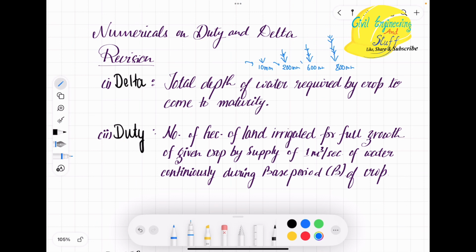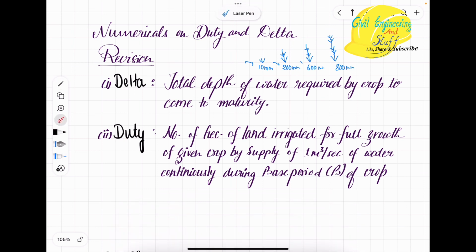So the total quantity of water in terms of depth that we have supplied for the crop to come to its maturity, that is 10 mm plus 20 mm plus 6 mm plus 800 mm, whatever be the value, is what we call the delta of the crop. The total depth of water that we have supplied, and delta is represented by the symbol like this. So this is your delta.